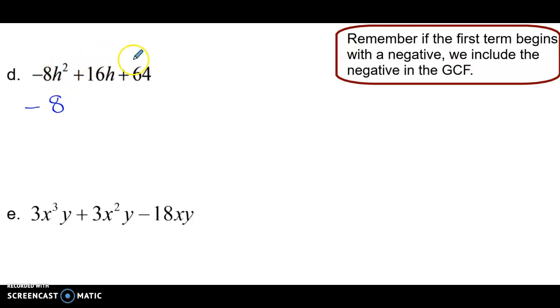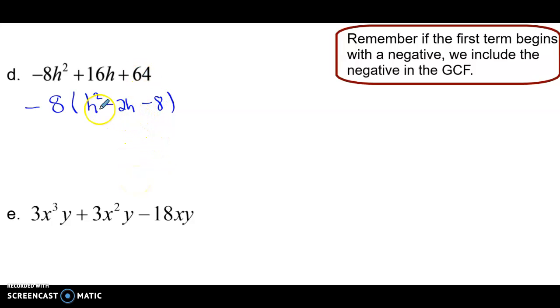Look for letters. However, 64, the constant term, has no letter, so we know that there cannot be a common letter factor. So my GCF is negative 8. Negative 8 multiplied by h squared would give me negative h squared. Negative 8 multiplied by negative 2h would give me positive 16h. And negative 8 multiplied by negative 8 would give me 64.